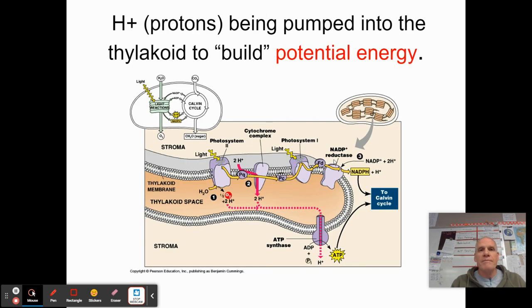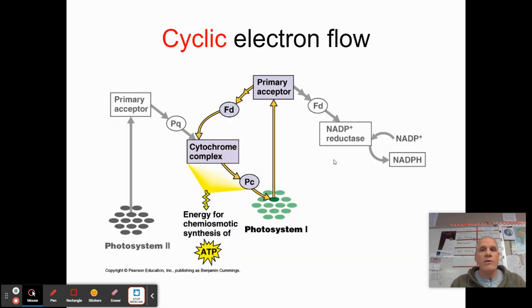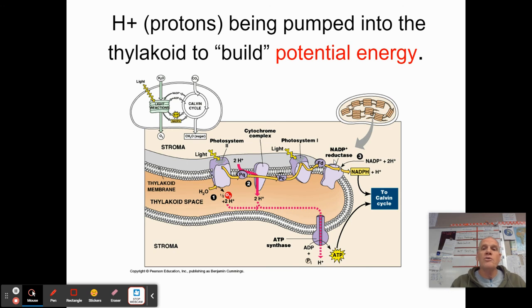So once again, we're using that electron transport chain to create that proton gradient, and that is a form of potential energy. We're now going to use that potential energy, those protons. We're going to allow those to diffuse down through ATP synthase. And that is our potential energy.